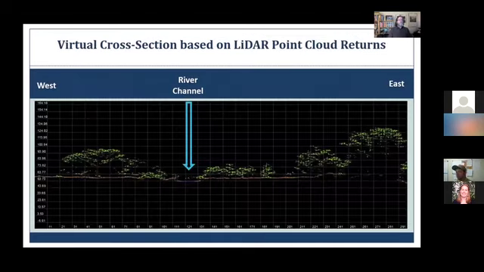Here's a representative image. Essentially, this is a virtual belt transect taken along the line transect here, with the point cloud data presented in this cross-sectional view to give you a quick general representation of the structure that we were seeing from the LiDAR. This was the basis for comparison with the field data collection. Transects ran from west to east, and here I've highlighted the river channel towards the center of the cross-section.